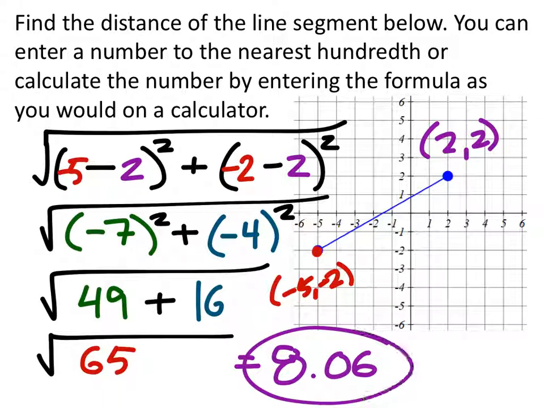Of course, I guess that's what the calculator gives us. If it wanted the exact value, it would be the square root of 65. I don't think that can be simplified.